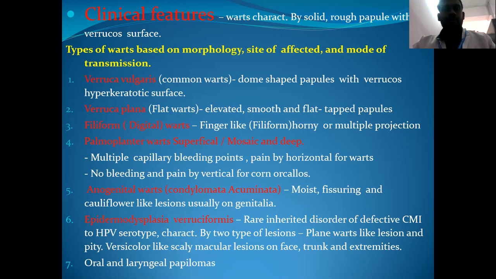Anogenital warts commonly present as condyloma acuminata, which are moist, fissuring, cauliflower-like lesions that usually appear on the genitalia and mucosal surface.